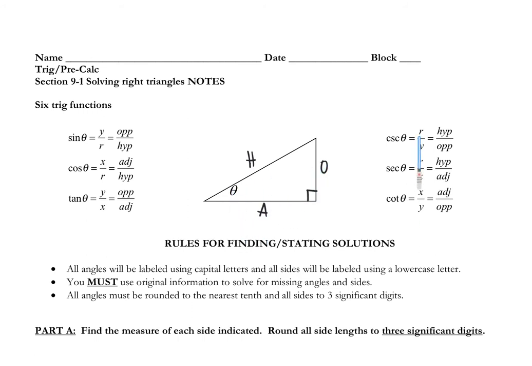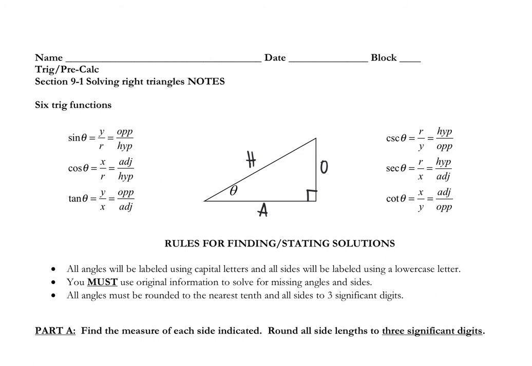Our reciprocals also still work here, so cosecant would be hypotenuse over the opposite. Secant would be hypotenuse over the adjacent, and cotangent is adjacent over opposite.